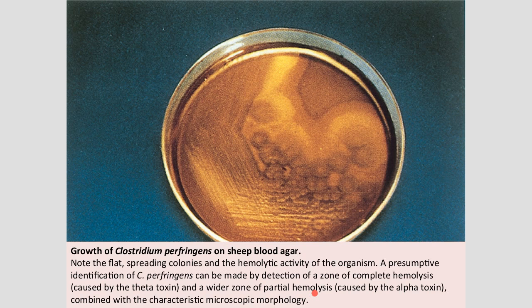This beta hemolysis, which is a complete hemolysis, is caused by a toxin which is called theta toxin. So you can see theta toxin. It also has a partial hemolysis caused by alpha toxin. So alpha toxin is a partial hemolysis, and theta toxin gives beta hemolysis. These are very important questions that clinicals are always asked. So keep that in mind.